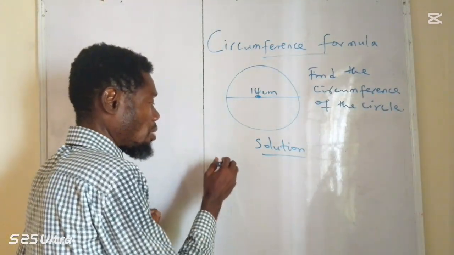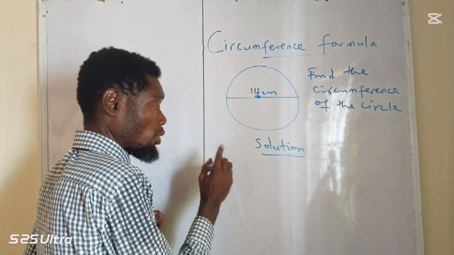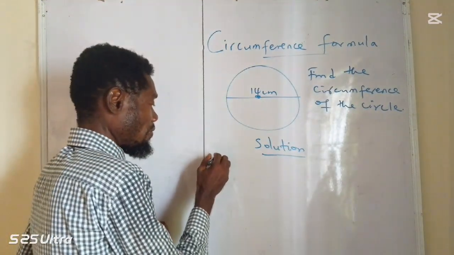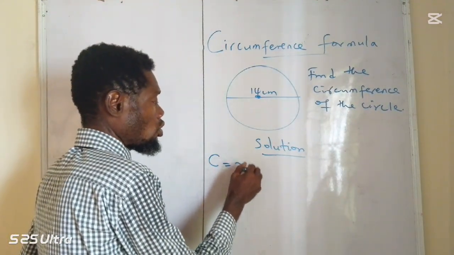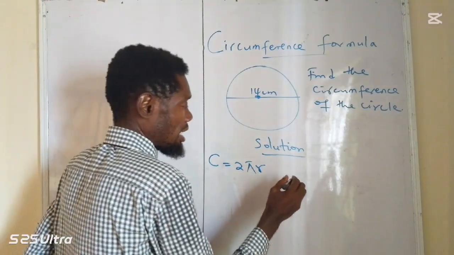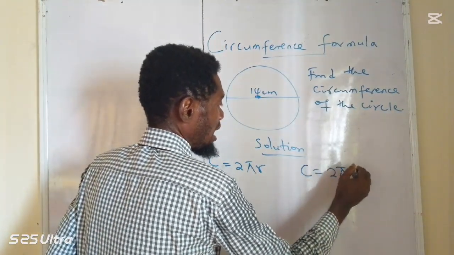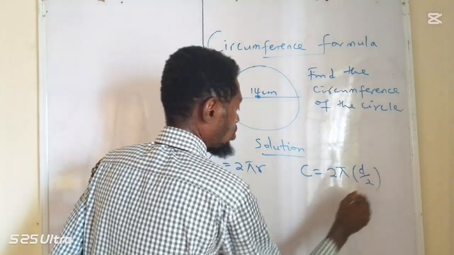So state the formula you want to use. I gave you two formulas in the previous class. The first formula is C is equal to 2 pi r, and the second formula is C is equal to 2 pi into d over 2.